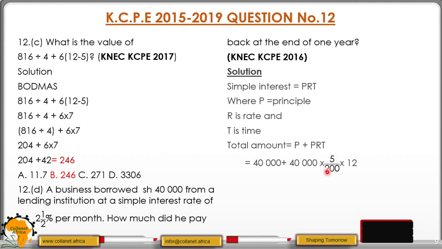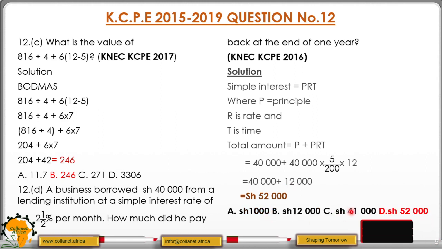Don't forget this part. So it is over 2. So 5 over 2 times percent, so it is over 100. Then you multiply by 12. Why 12? Because in a year we have 12 months, because this rate was calculated per month. If it was calculated per annum or per year, you would have multiplied with 1, but this one is 12 months. So after working out, you get 40,000 plus 12,000, which gives you 52,000. So the answer is D.